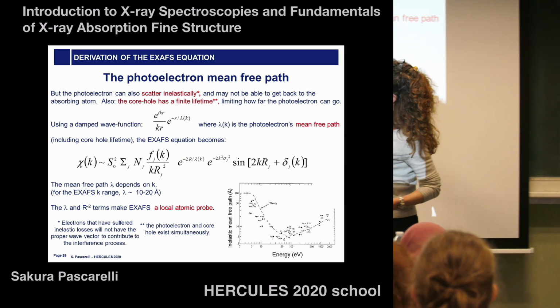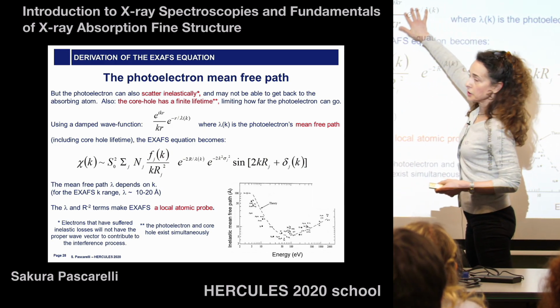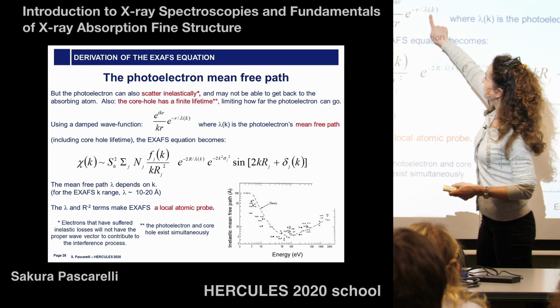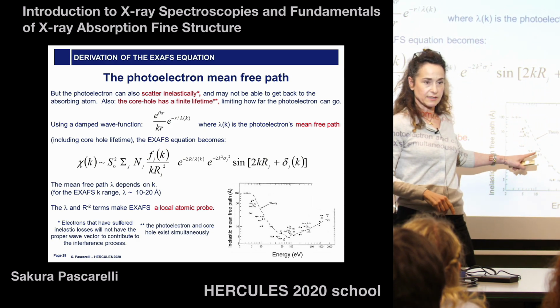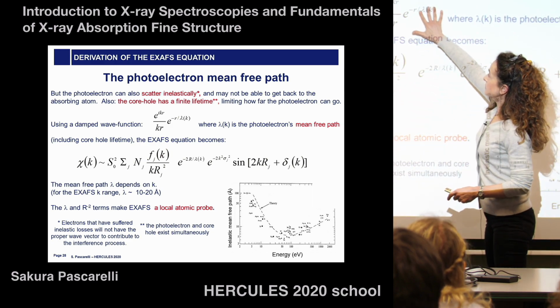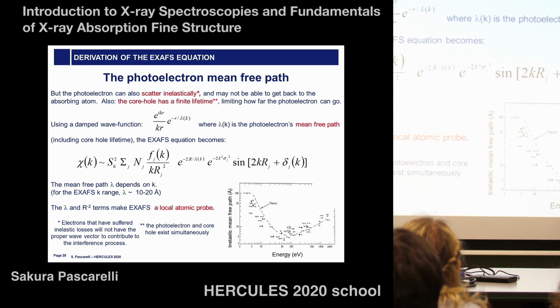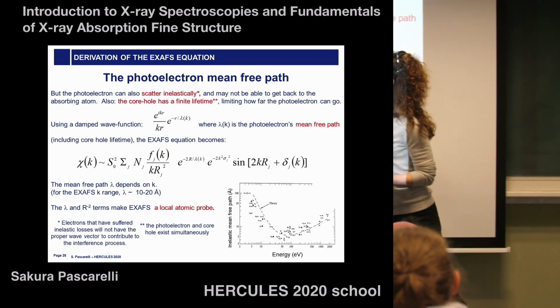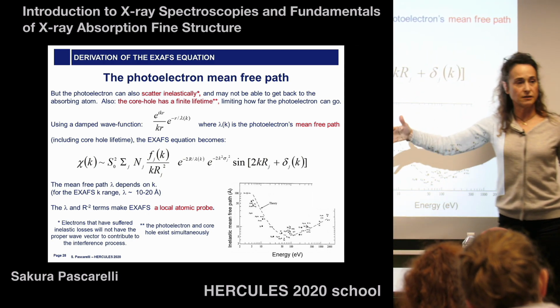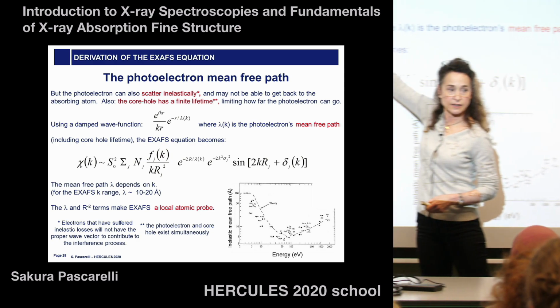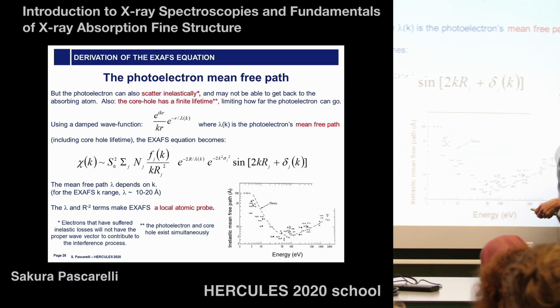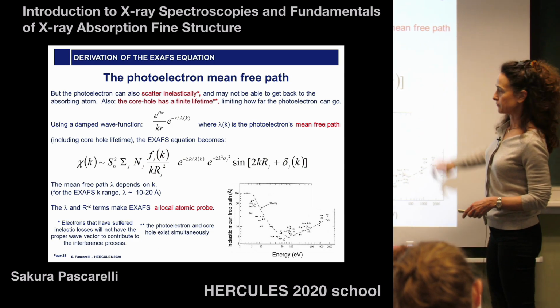And so we use this damping term, you see, which depends on the mean free path, that you know what it is, because we've already seen this. And so this takes into account the fact that you will never see shells that are very far, because this thing here is going to kill that amplitude. Okay? And so this is what you get.